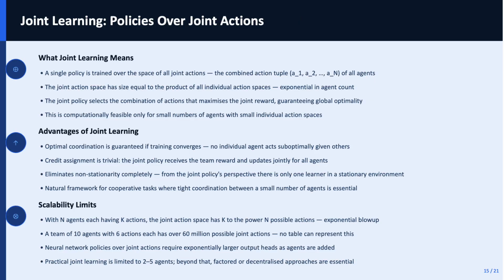Joint learning treats the entire team of agents as a single decision-making entity whose action at each time step is the combination of all individual agents' actions taken together. The joint policy maps from the current world state to this combined action tuple, and it is trained to maximize the expected team reward just as a single-agent policy would be trained to maximize its own reward.